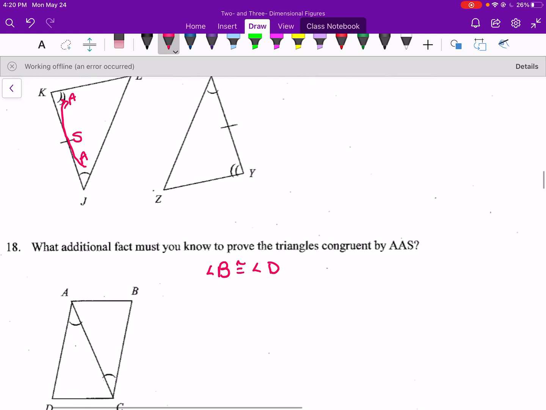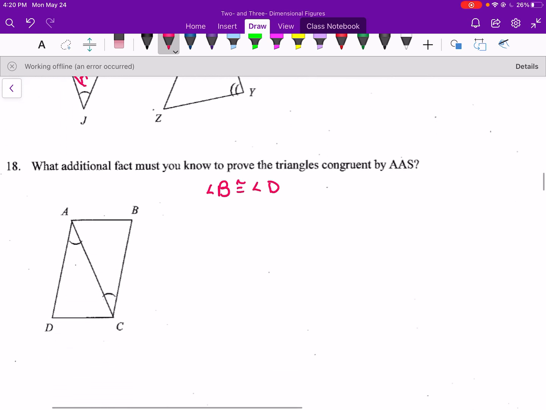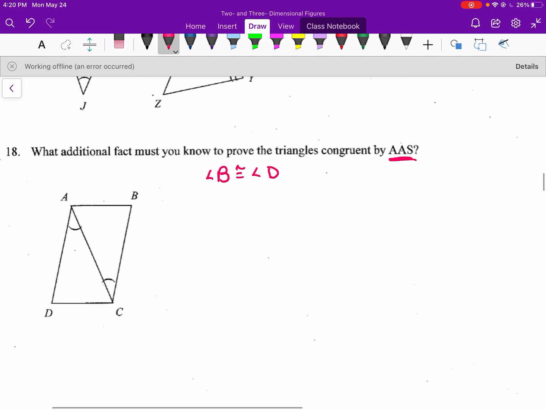Number 18, they want to know what additional fact, and they're telling us we've got to use AAS. So we have one angle marked. We have a shared side. So what we're missing is an angle, and it has to be next to the other angle without the side in between. So that means we have to go from D to A to the side, so AAS, and B, angle, angle, side. So angle B is congruent to angle D.